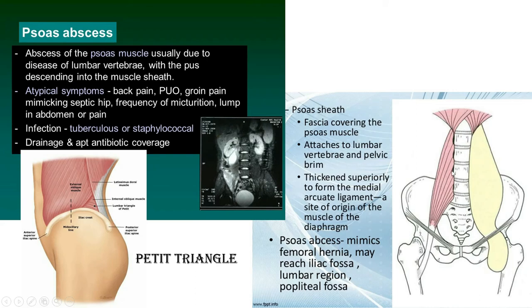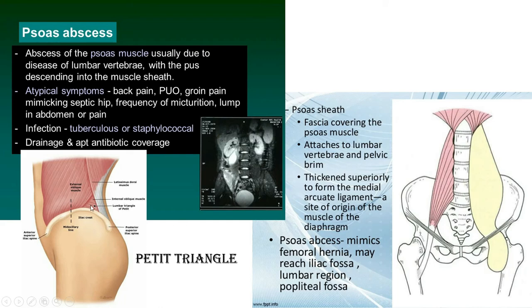See, this is the psoas muscle taking origin from the lumbar vertebra, and it goes through as the iliopsoas and joins the lesser trochanter. The fascia covering the psoas muscle is the main home for psoas abscess, and it can trickle down under the inguinal ligament and come to the Scarpa triangle or femoral triangle.